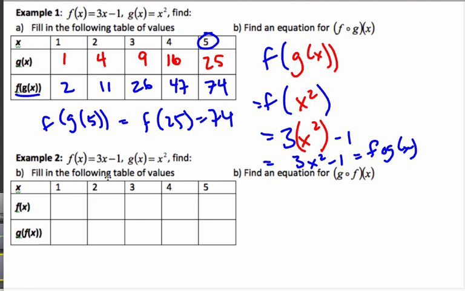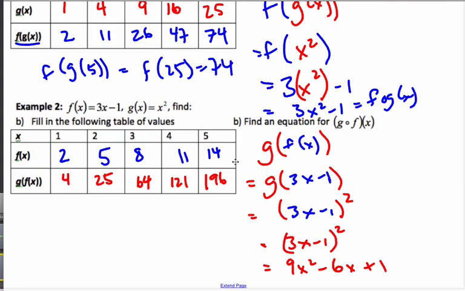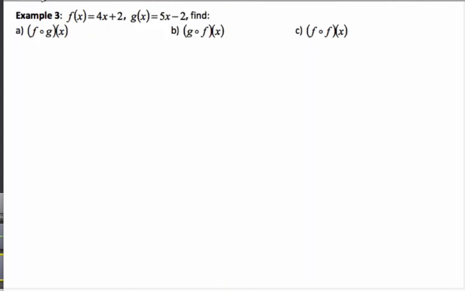This second example, I want you to fill in yourself. Give it a try. It's doing g of f of x. It's switching them around. It's backwards. Try that. Actually, you should pause the video now, try it, and then you can check your answers. And now that you're back, you can check your answers. It should look like this. Let's try the next example.